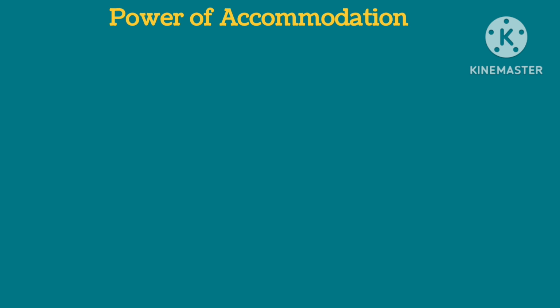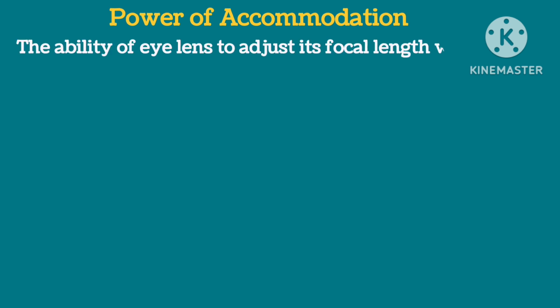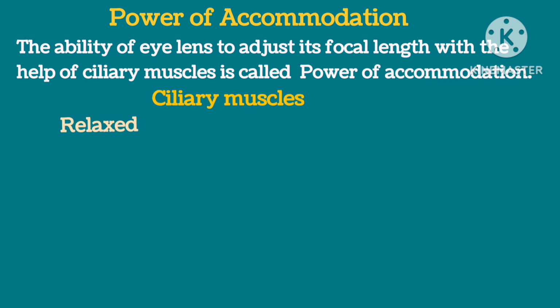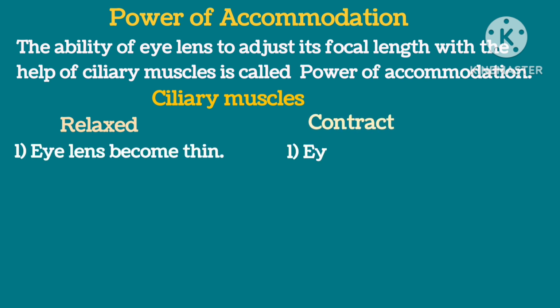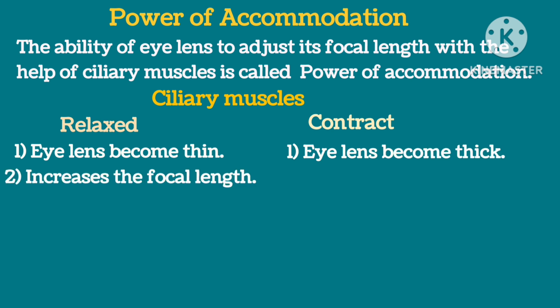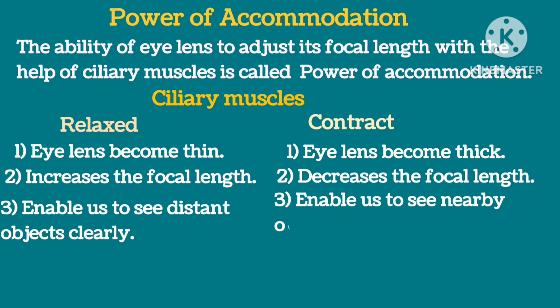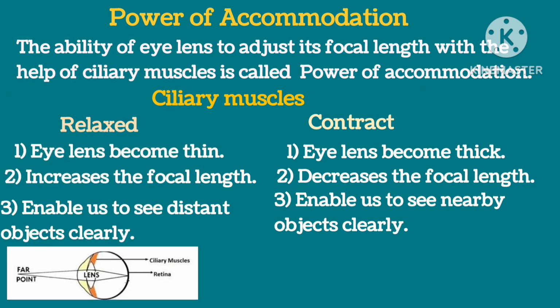Power of accommodation. The ability of eye lens to adjust its focal length with the help of ciliary muscles is called power of accommodation. Now, ciliary muscles have two states, relaxed and contracted. In relaxed state, eye lens becomes thin. In contracted state, eye lens becomes thick. Relaxed state increases focal length. Contracted state decreases the focal length. Relaxed state enables us to see distant objects clearly, and contracted state, nearby objects clearly. You can see the pictures here.